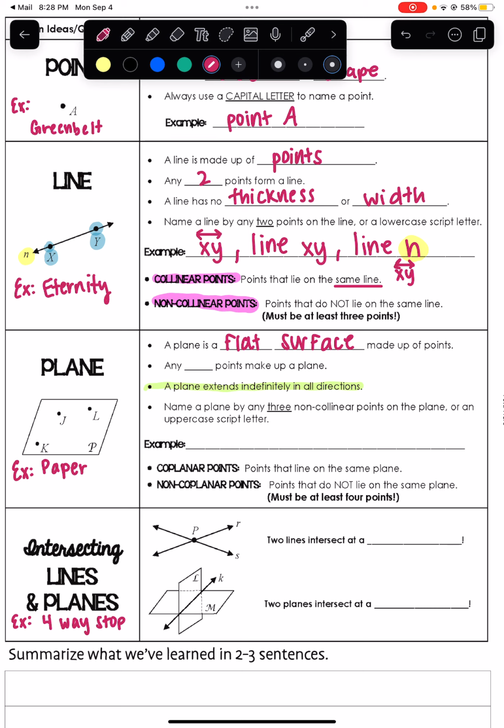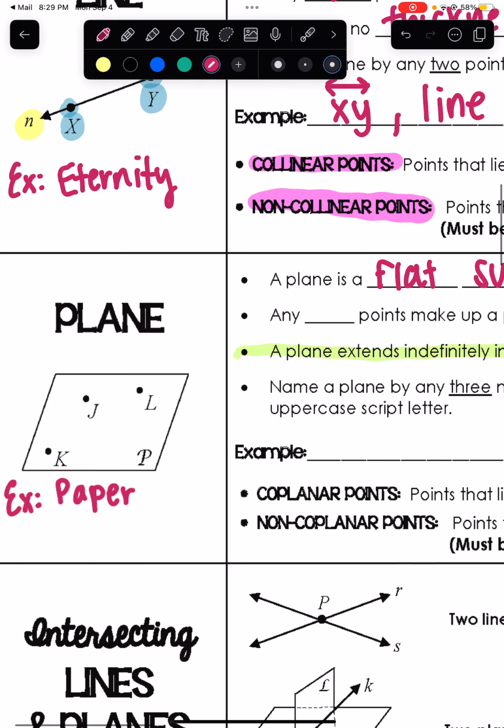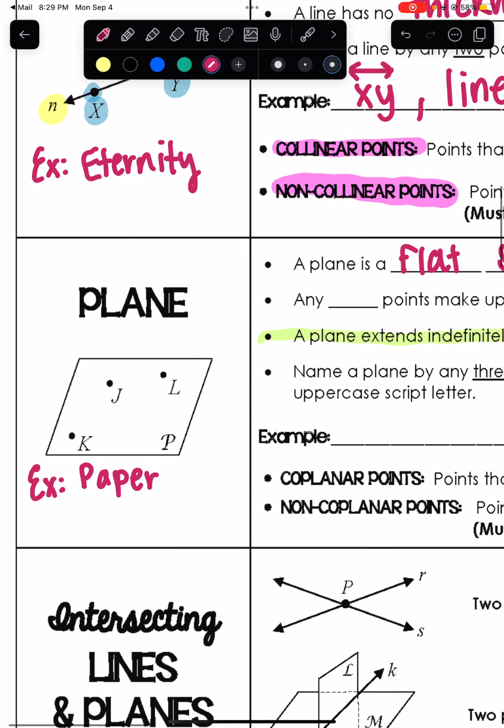3 points. But if we go back to plane, where it says, name a plane by any 3 non-collinear points on the plane, or an uppercase script letter, we can actually look at our points, and as you can see, they don't really lie on a line, right? There's no line drawn from one point to another. It's just they're kind of all over the place in the plane.